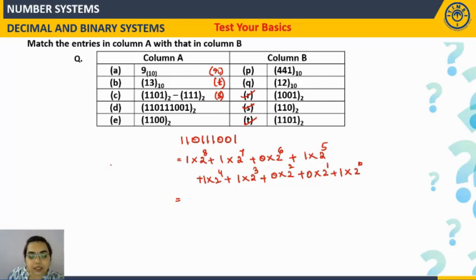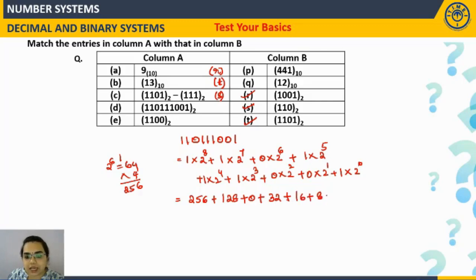2 to the power 8 is nothing but, see, 2 power 6 is how much? 2 power 6 is 64. 64 into 4 is 2 power 8, right? So, 4 4s are 16, 24 plus 1, 256 is 2 power 8. So, 256 plus 2 power 7 is 128 plus 0 plus 2 power 5 is 32. 2 power 4 is 16 plus 8 plus 0 plus 0 plus 1. Yes, so what are you getting? 256 plus 128 plus 32 plus 16 plus 8 plus 1.